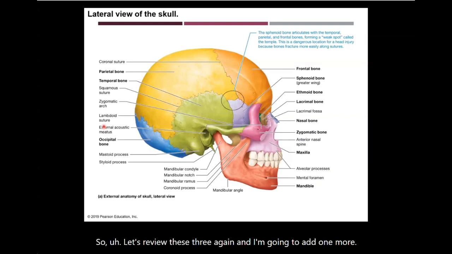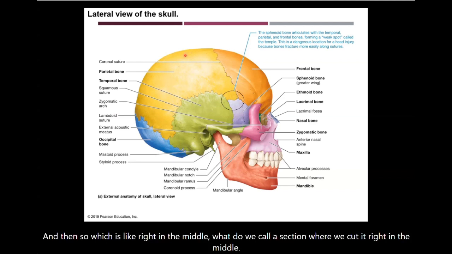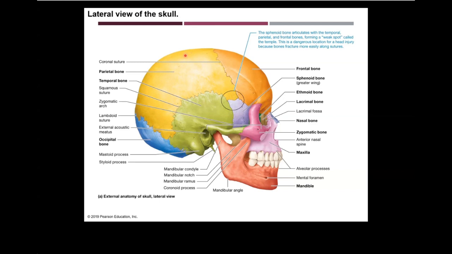Okay. So let's review these three again, and I'm going to add one more, but that's super easy. So the parietal, we have left and right parietal bone. And then, which is like right in the middle. What do we call a section where we cut it right in the middle? Sagittal. So that suture is called sagittal suture. Easy? Okay, so we learned four so far, and that's it. I'm not going to add more.